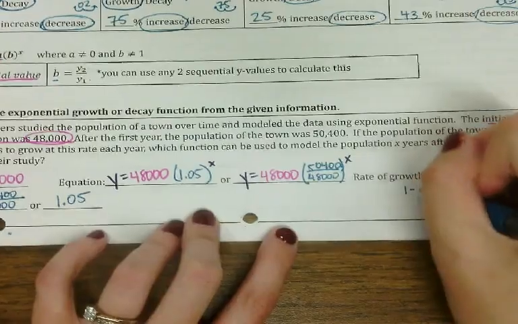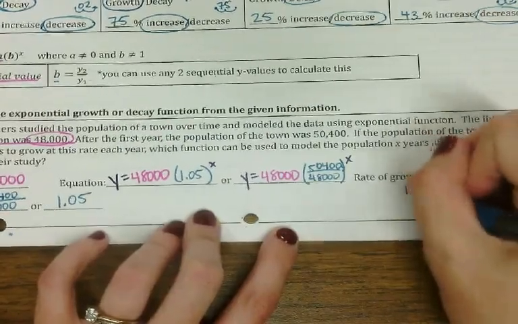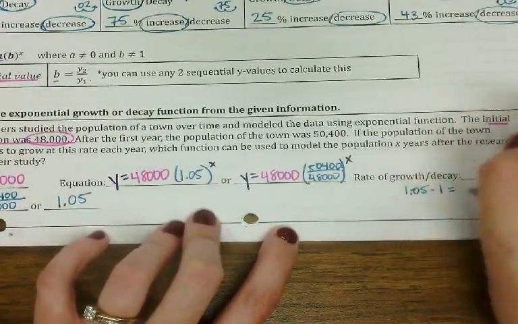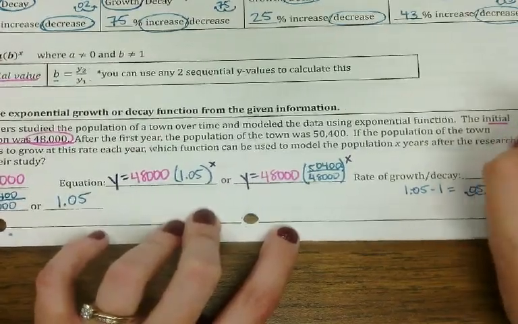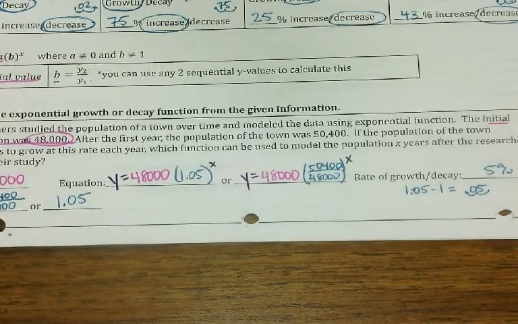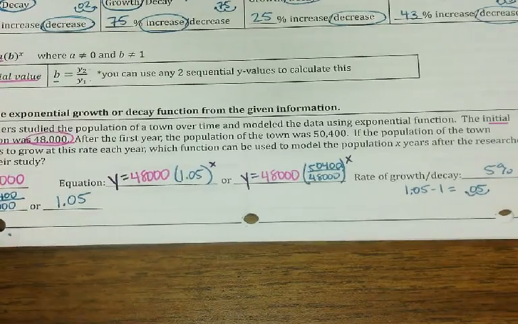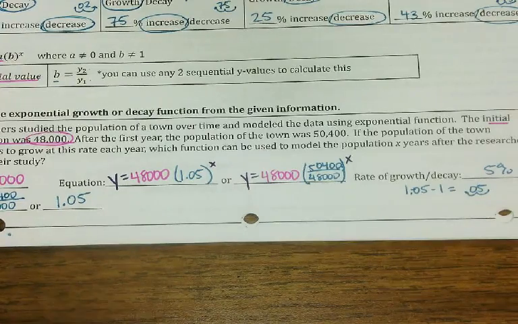0.05. So we say, okay, 1.05 minus 1 gives me 0.05, or that is going to be 5%. Do you guys feel pretty good about that? Yes, no, maybe so? Guys, the biggest thing is identifying what's my B value, what's my A value. Those are the two main things that we got to worry about. Okay? So now we're going to flip to page 5.